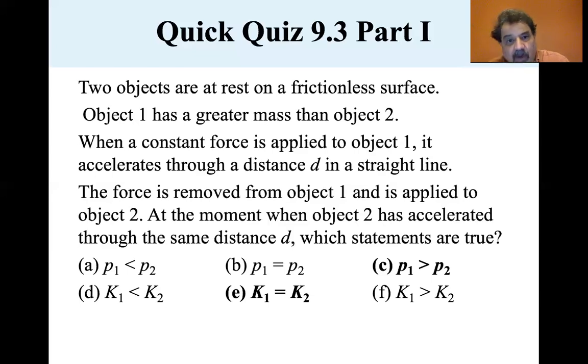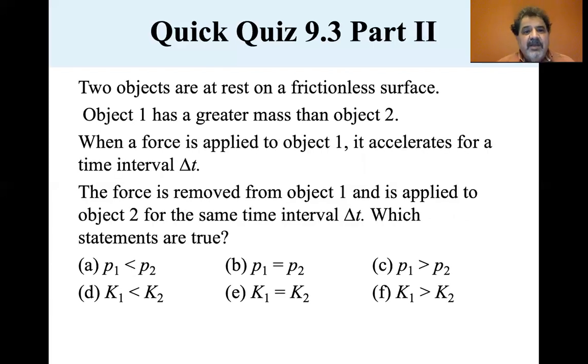The work equals force times distance. Well, they both go this. It's the same force. That's what it says. When a constant force is applied, and they both go the same distance, force times distance equals a change in kinetic energy. So the work done on both, force times distance, is the same. So K1 equals K2.